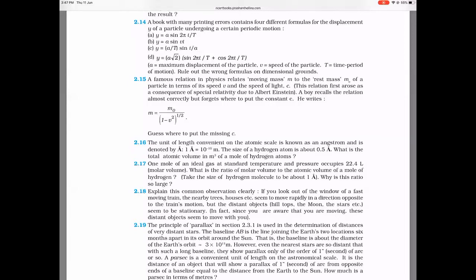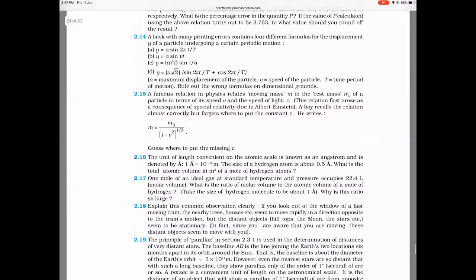And then you have to say why is it so large? Because the atom is the smallest indivisible particle. The molecule is the smallest particle. So atomic volume will be much lesser than the molar volume. Okay, so we don't want to get digressed.